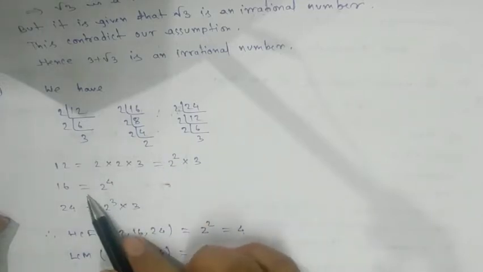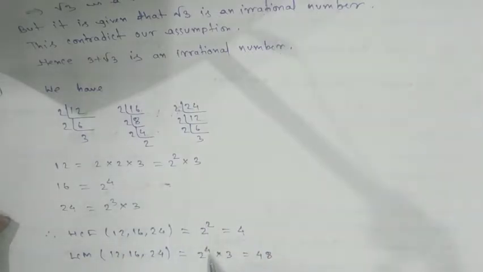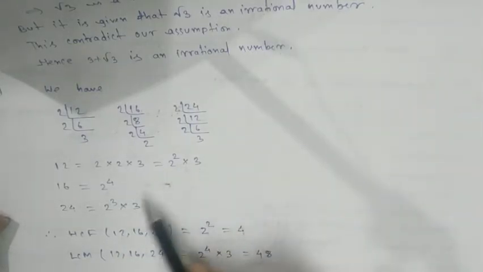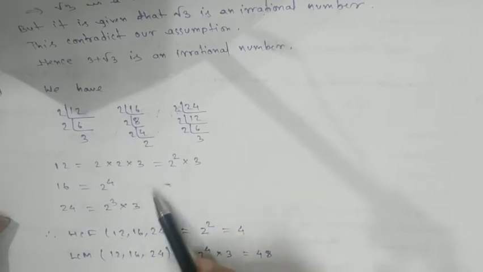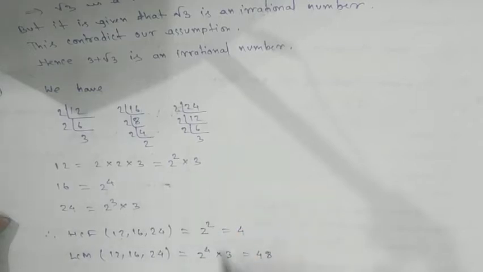And for LCM, we take the highest power of the common numbers. Here the highest one is 2 to the power 4, and the numbers which are not common, we also take. Here 3 is not common, and it appears with power 1 in each, so we take any one of them. So here 3, and your answer is 48.